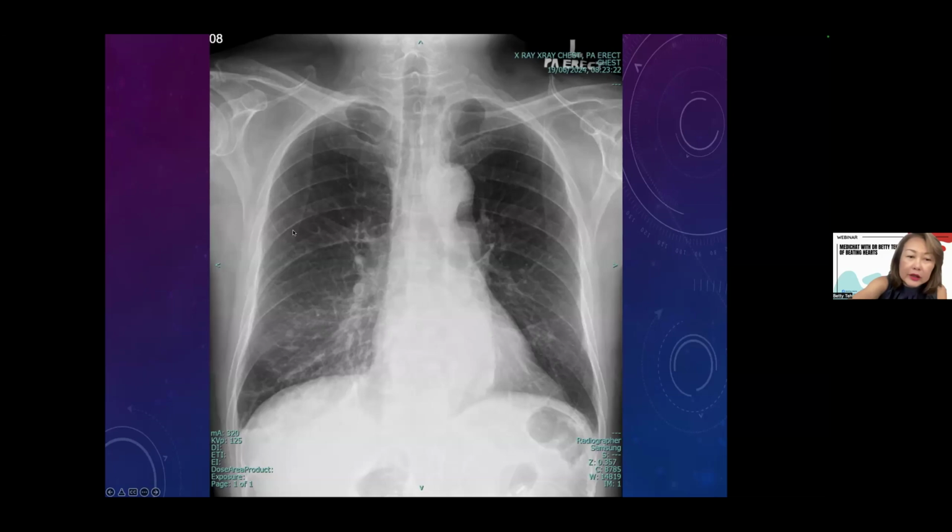So you mean that fibrotic looking thing is normal? Which one? Here, down here. Yeah, that's right.